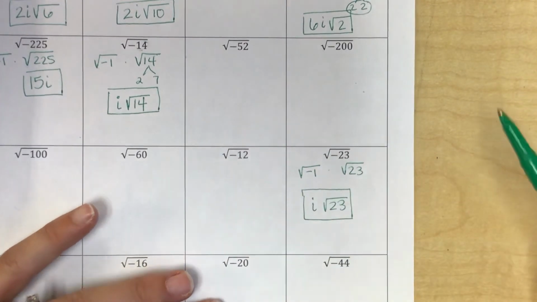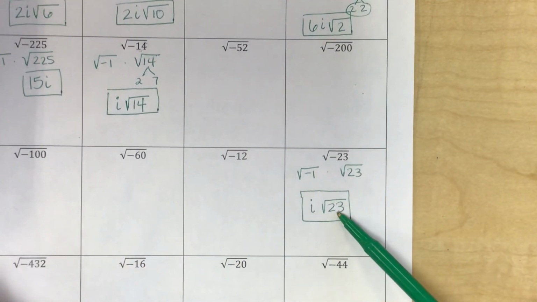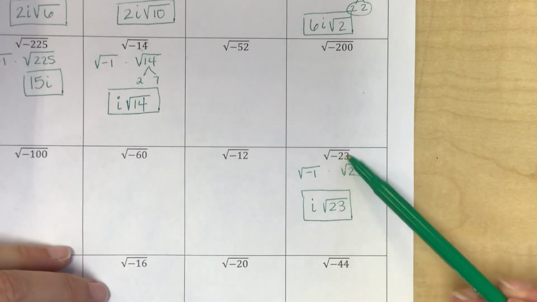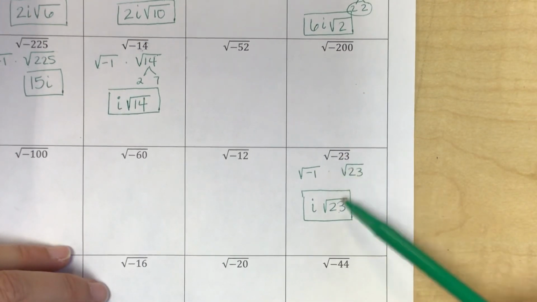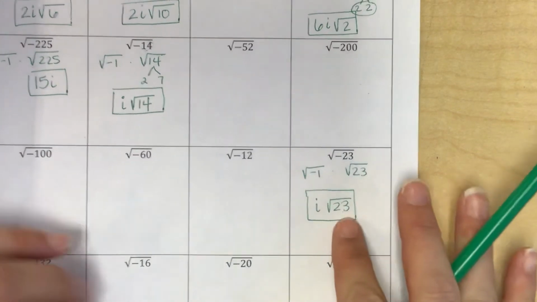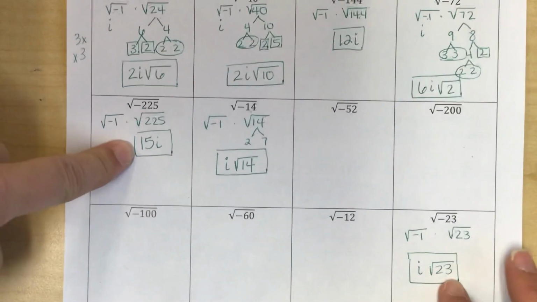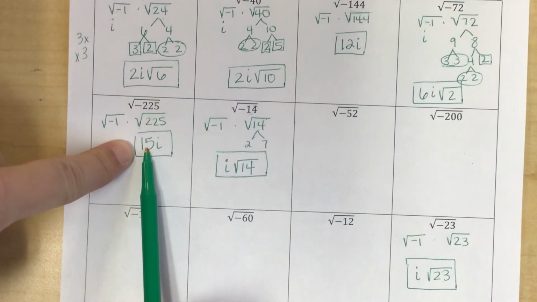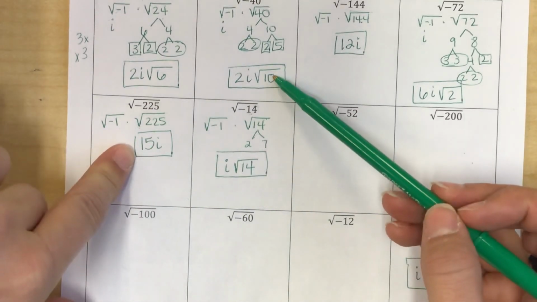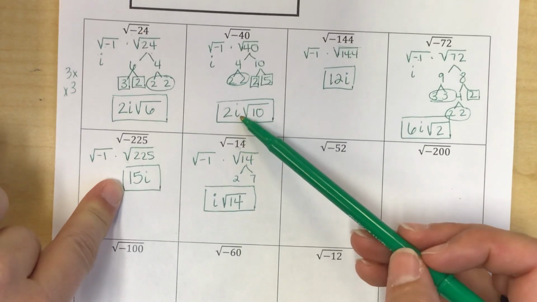I just want you to notice the difference between this, where 23 is a prime number, there's nothing I can simplify, so it stays under the radical, and this here, where 225 is a perfect square, so it comes out, so it has no radical. And then the other ones are just simplifying the radical and then putting the i with it.